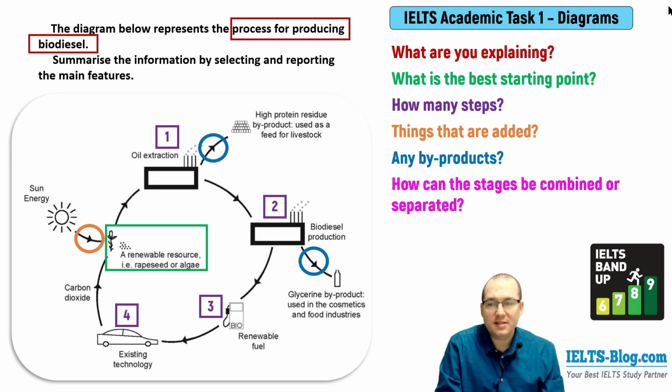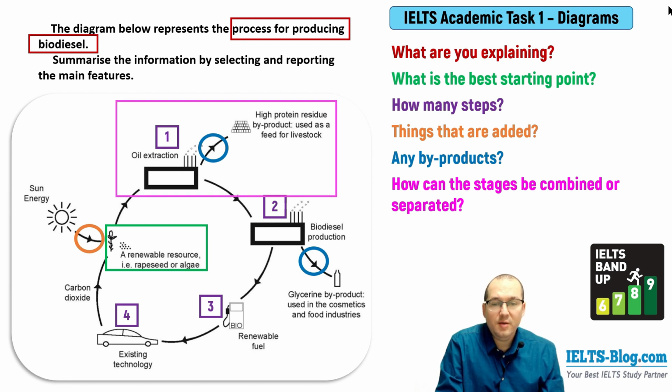Next, how can the stages be combined or separated? A big part of the Task 1 is how well can you organize the information? And there's not just one way. This is the most logical way to me. You've got the first stage where there's a process and a byproduct. So it's good to combine those together. Then you've got the second stage, again, a process and a byproduct.